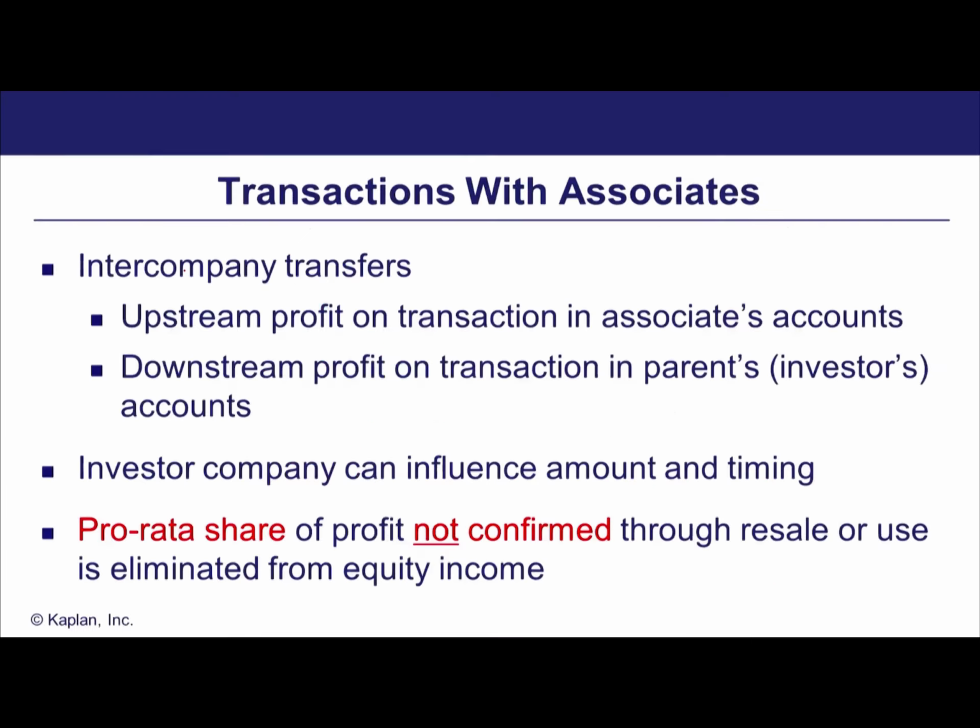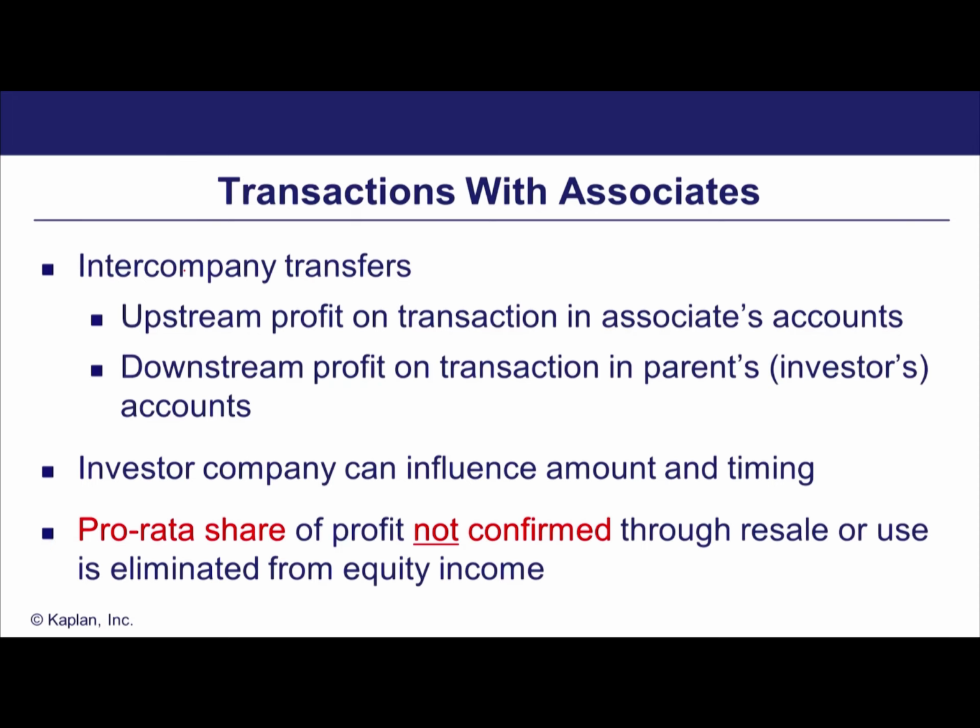Now, transactions with associates. The issue here is because we have influence over the associate, we could use this to influence the terms of any transaction, the sales price, and of course timings of any sales transactions between the two entities. So the idea here is we're a little bit concerned that sales between the parent company and its associate might not be on proper commercial arm's length terms.